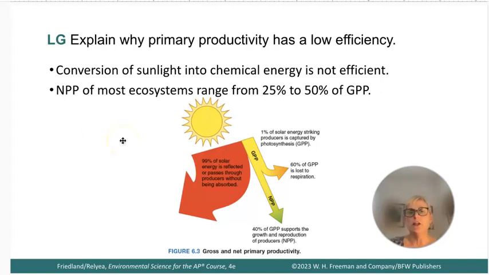Why is it low efficiency? Conversion of sunlight into chemical energy is not efficient. Most ecosystems range from 25 to 50% of gross primary productivity. About 1% of the sun's energy is actually captured by our producers. The rest, 99%, the producers can't handle, since the sun is super powerful, with so much light and energy. Of that 1%, 60% is lost to cellular respiration, and 40% can support your consumers and go up the food chain.